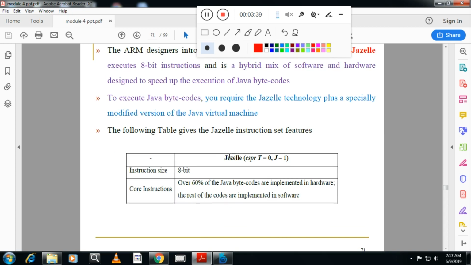Now the Jazelle instruction, the 8-bit instruction. In some processors, with Jazelle, the J bit is equal to 1. Over 60% of the Java bytecodes are implemented in hardware, and the rest of the codes are implemented in software. To execute Java bytecode, you require Jazelle technology plus a specially modified version of the Java virtual machine. So it is a hybrid mix of software and hardware designed to speed up the execution of Java bytecode.